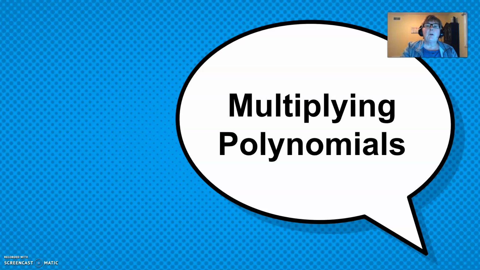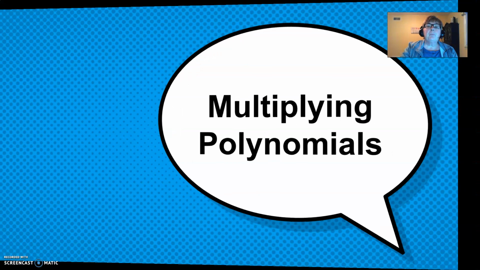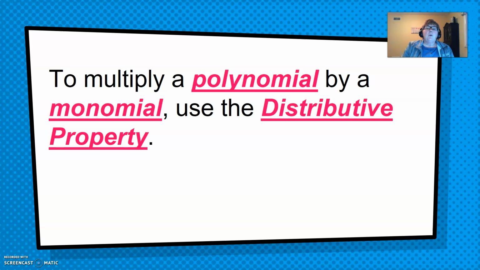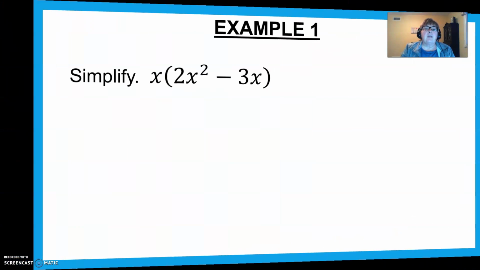Today we're going to talk about multiplying polynomials. So we're going to look at two different ways, and this is the first one, to multiply a polynomial by a monomial. So a polynomial, remember, has multiple terms that are connected with addition or subtraction, and a monomial is just a single term. If we're going to multiply a polynomial by a monomial, then we're just going to use the distributive property. And so here's our first example.